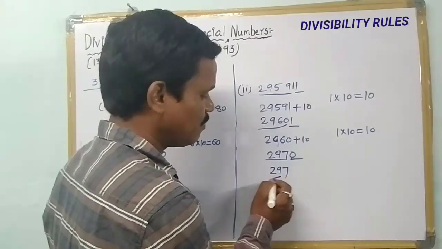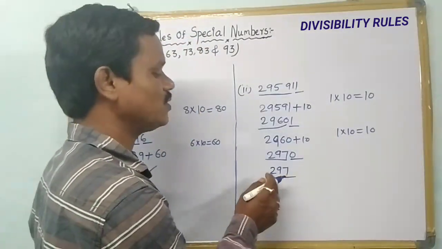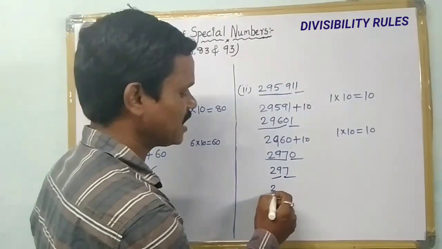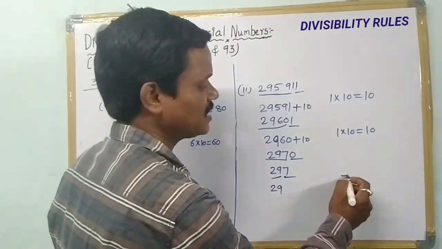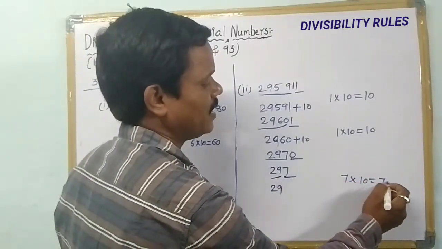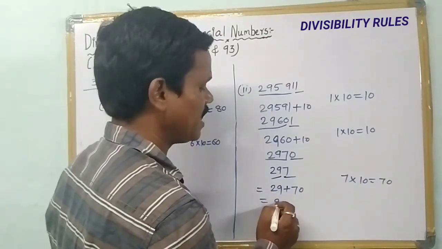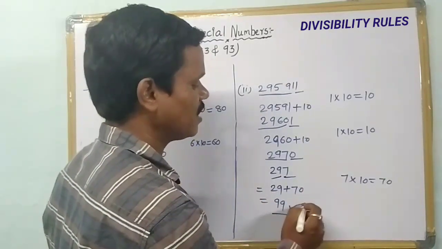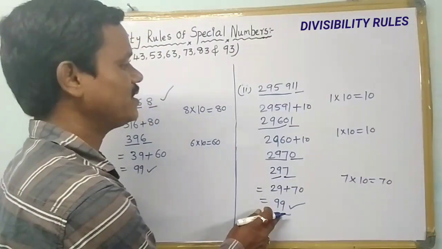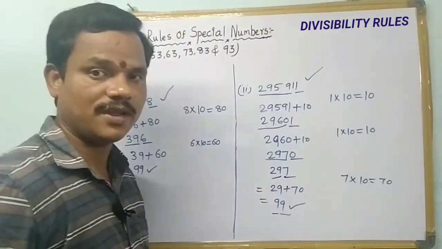Next, divide this number into two parts. 7 is the first part, 29 is the second part. Write the second part as it is. Multiply 7, the first part, by 10, 70. Now add to the second part. What is 29 plus 70? 99. 99 is a multiple of 33. So this is divisible by 33. 295911 is divisible by 33.